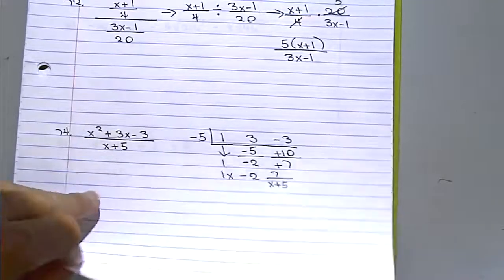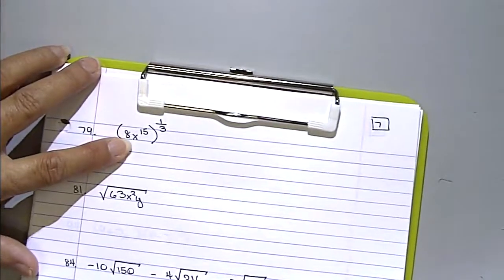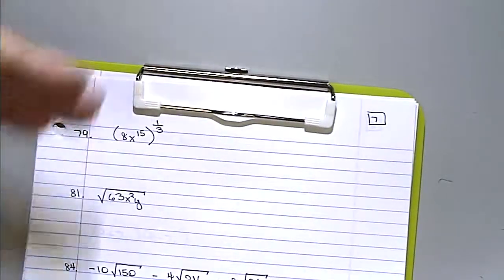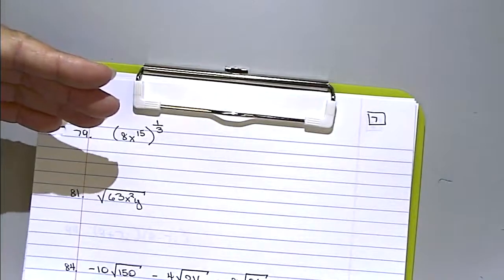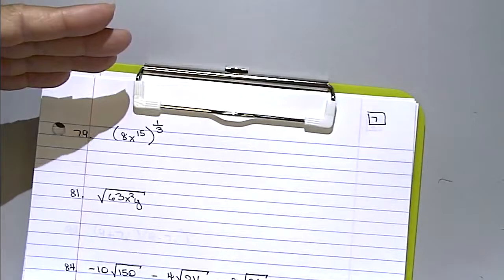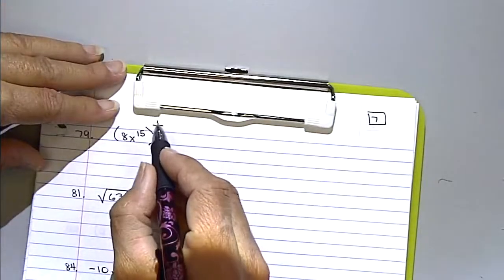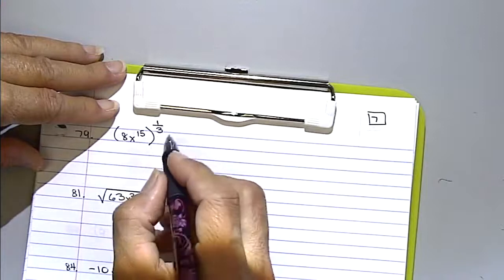Okay, let's take a look at some fractional exponents. Number 79. It has 8x to the 15th, and it's raised to the power of 1/3. Now remember, each of those things has to be raised to the power of 1/3. When you raise it to an exponent, remember, this is the root, and that's the exponent. It's going to be a radical.